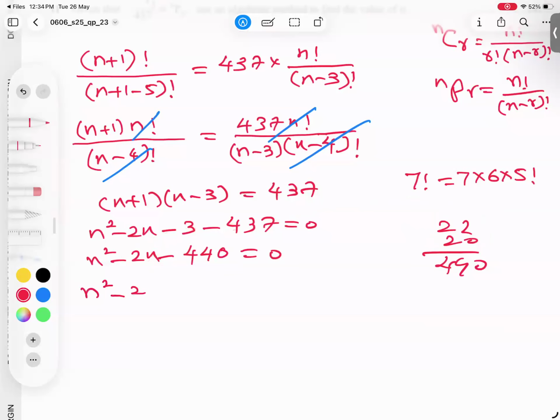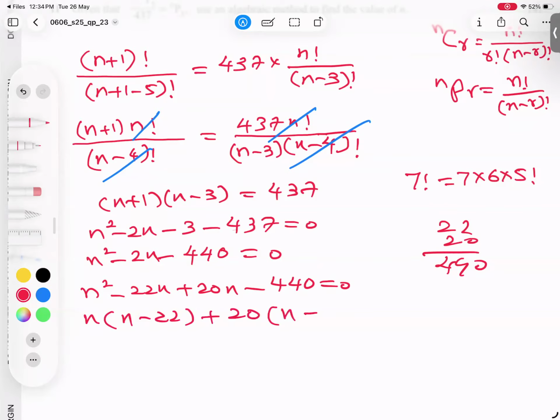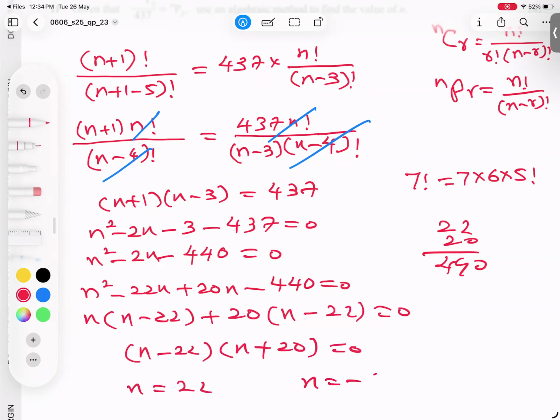So negative 22n and positive 20n. So n common, n minus 22, and plus 20 common, n minus 22. I'm getting two answers: one is 22 and one is negative 20, and negative is not possible. And this is our final answer. I hope the concept of the question is very clear.